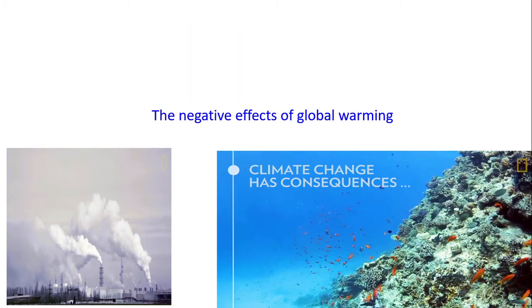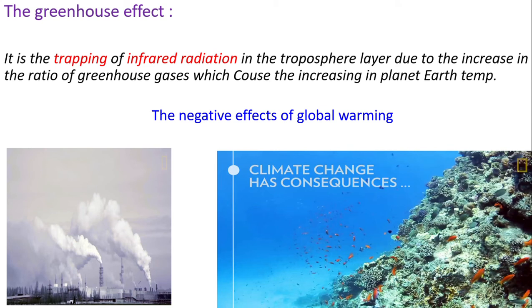Okay. If I now want to talk about the greenhouse effect, what is its definition? Where does the greenhouse effect come from? It is all because I have infrared still in the Earth. So it is trapping of infrared in the troposphere. Why? Due to an increasing ratio or concentration of greenhouse gases, which cause an increase in planet Earth's temperature. So when I am asked about the greenhouse effect, it is trapping of infrared radiation due to increasing greenhouse gases, causing increasing temperature for Earth.